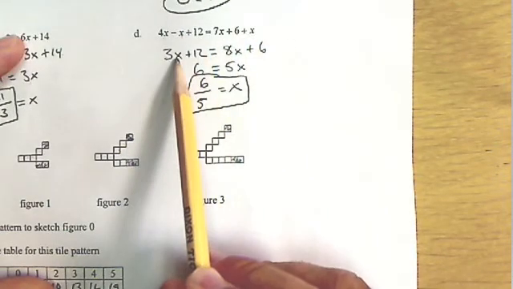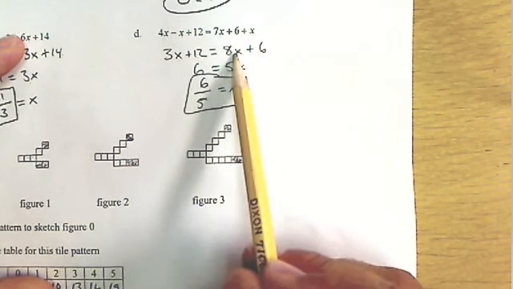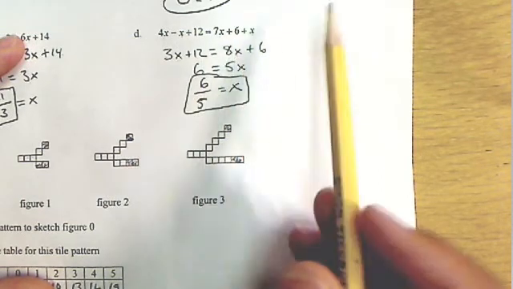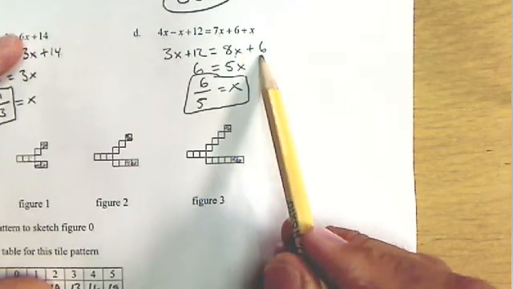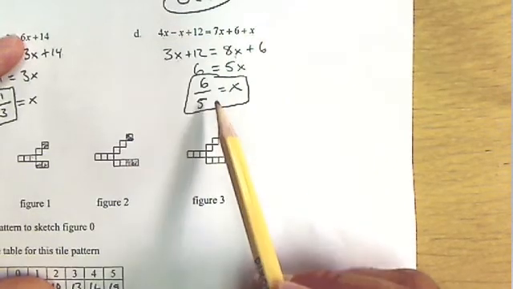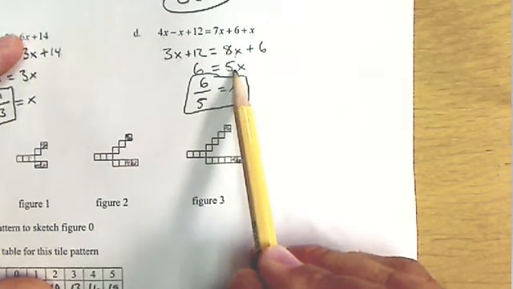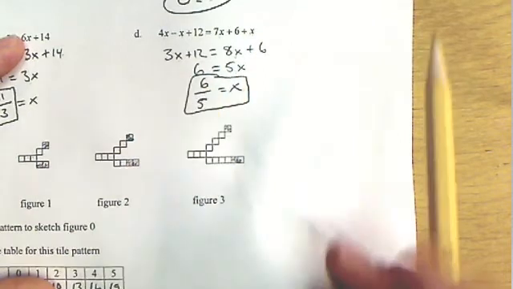Combine like terms. Subtract 3x from both sides. Subtract 6 from both sides. Divide by 5 on each side, and I get 6 over 5.